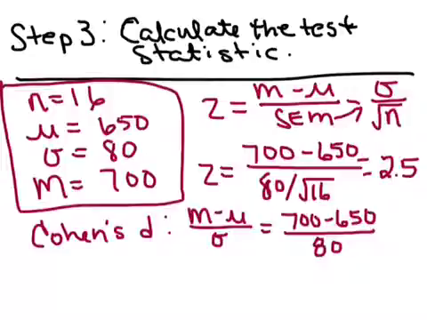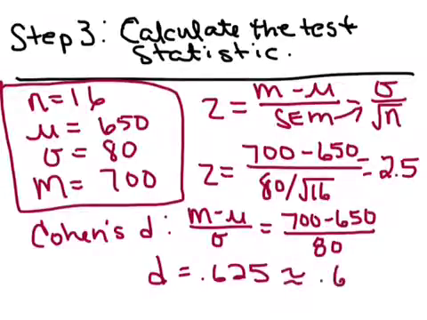So when you calculate that out, remember to use your order of operations when you're plugging it into your calculator. You should be getting d equals 0.625, or 0.63, which is officially how it would be reported.